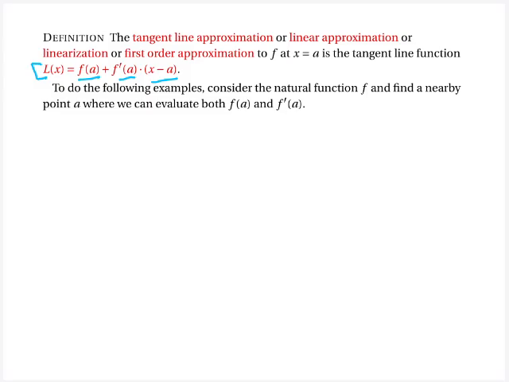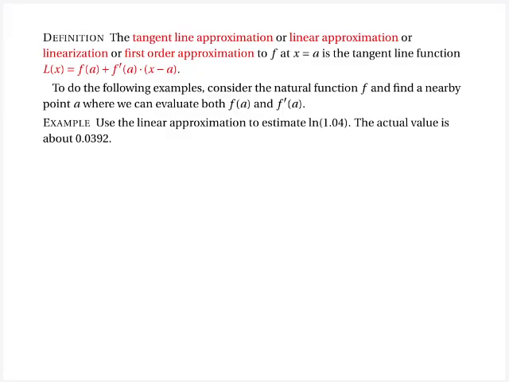Okay, let's give it a whack. So I want to use the linear approximation to estimate natural log of 1.04. It's easy to compute the natural log of 1. What e to the 1 equals 1, you say, well, e to the 0 equals 1. Great. But what about 1.04? If you were making up a table of logarithms, how would you compute the natural log of 1.04?